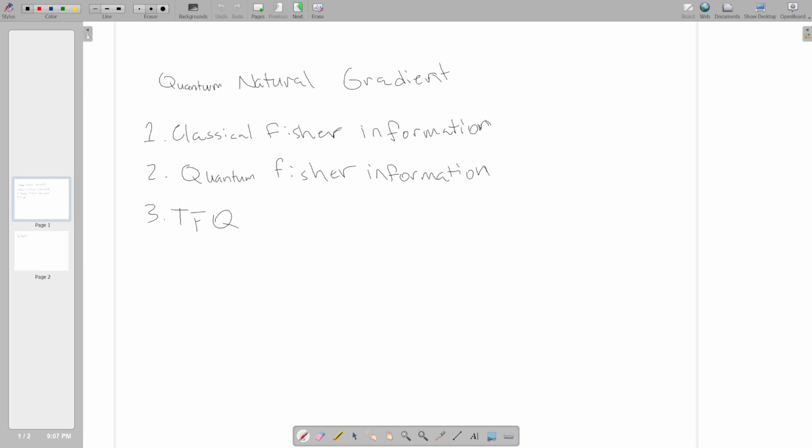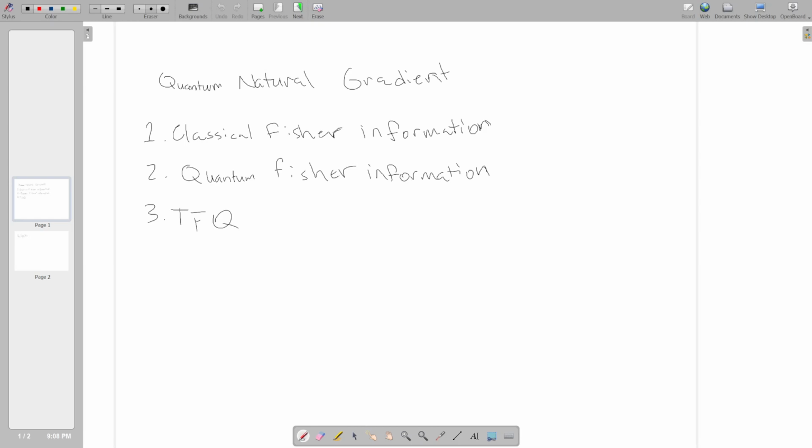Anyway, today we'll be talking about the natural gradient descent, or really more specifically, sort of going over this quantum Fisher information and an example implementation in TensorFlow-Quantum. So first, we'll be going over classical Fisher information, then quantum, then some implementation.